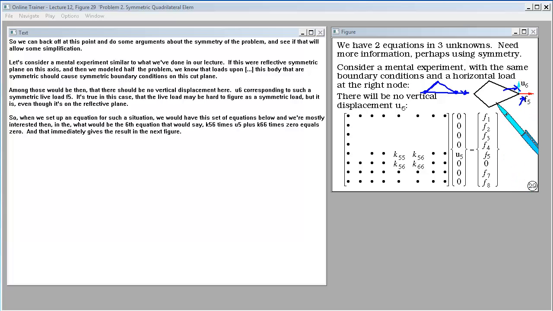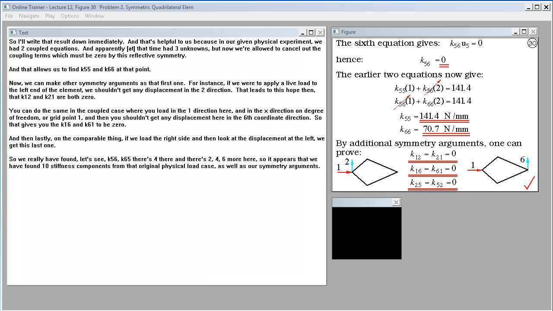So when we set up an equation for such a situation, we would have this set of equations below, and we're mostly interested then in what would be the 6th equation. It would say K56 times U5 plus K66 times 0 equals 0, and that immediately gives the result in the next figure. So I'll write that result down immediately.